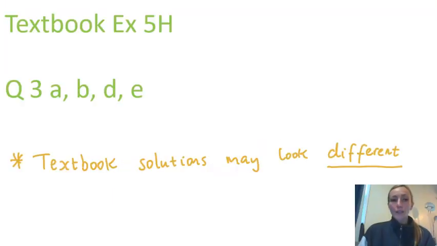So these are the textbook questions I want you to do. There's only 4 of them. Just be aware that the textbook solutions may look a little different. They actually simplify a little bit further using a method we don't do until later on in the semester.